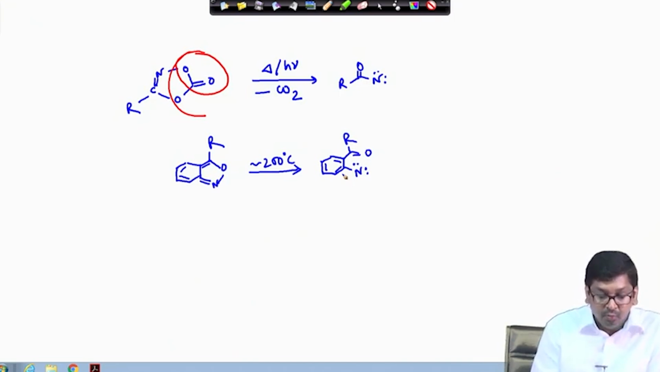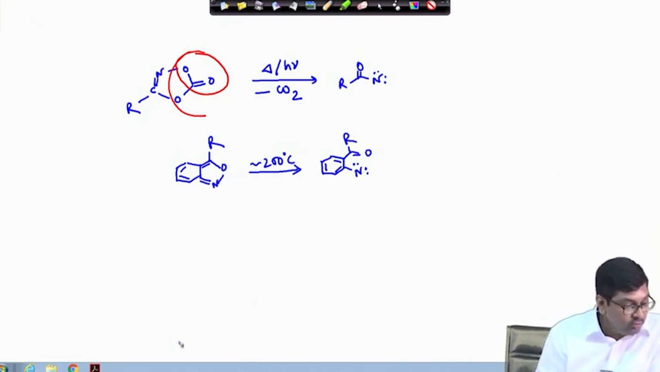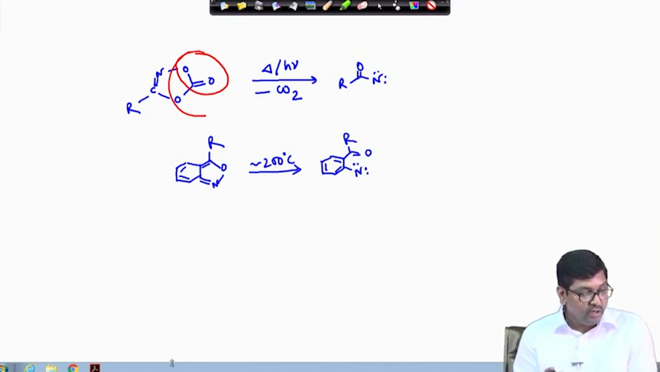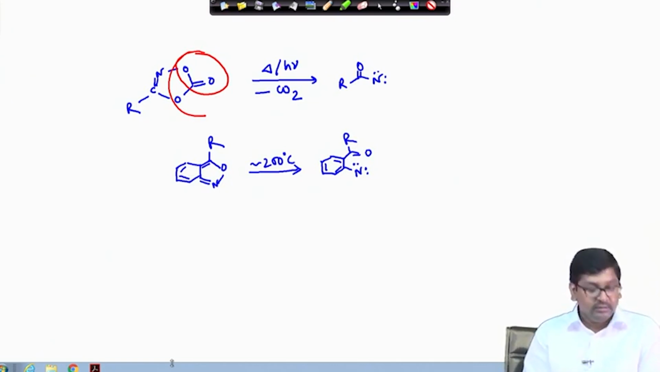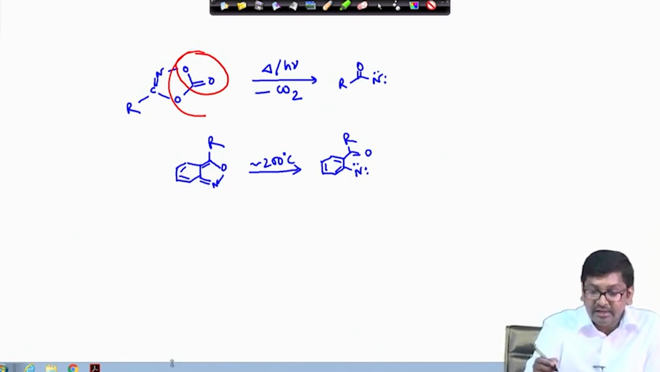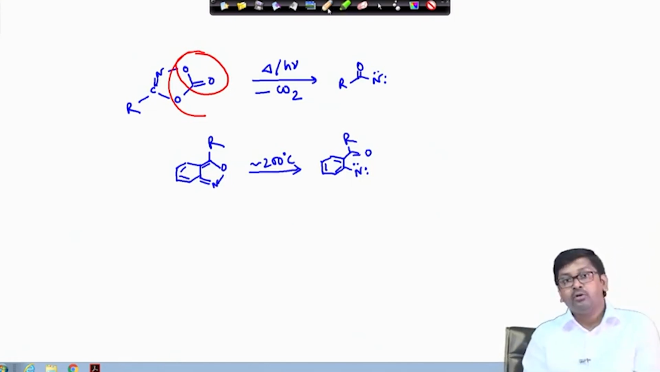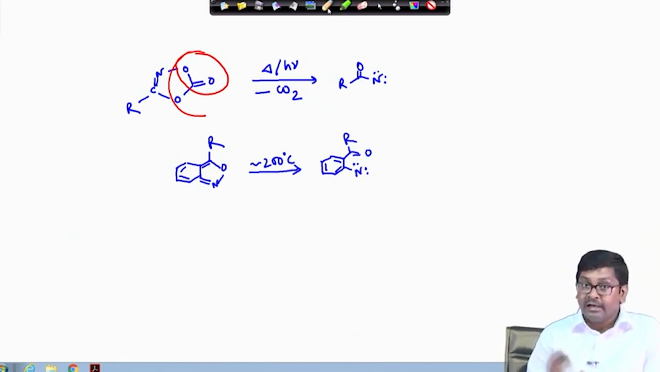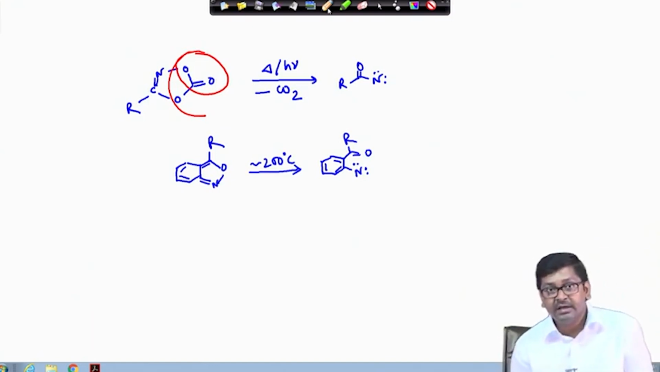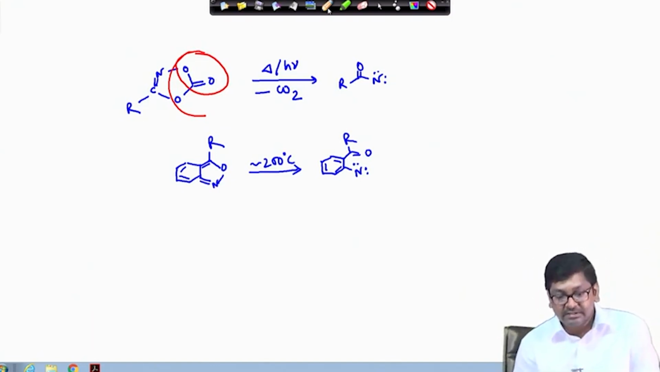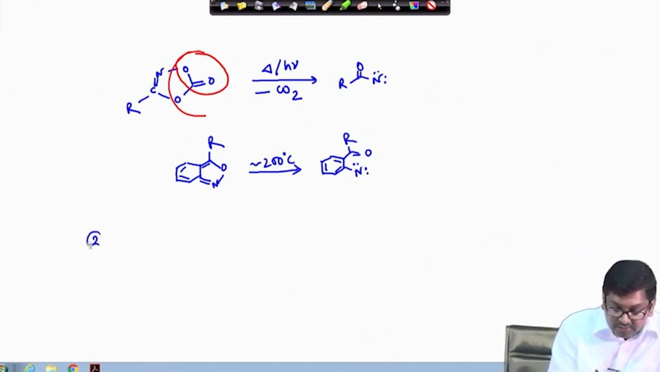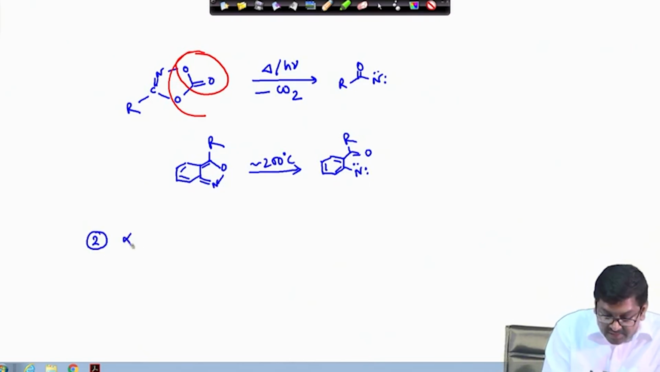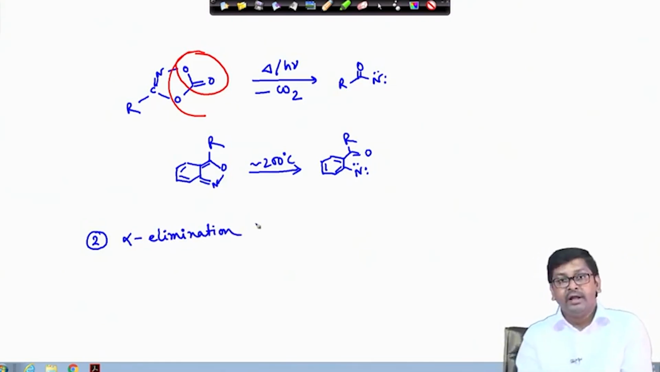Okay. We have discussed previously also that not only through this thermolysis or photolysis, there are other methods that can also lead to the carbene. We have discussed in case of carbenes, for example, alpha eliminations. In this case also we can think that alpha elimination can provide the required nitrene.